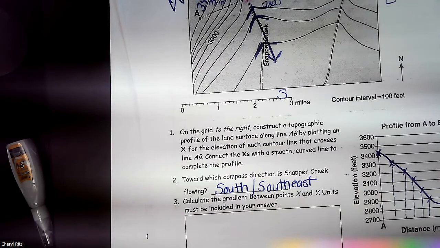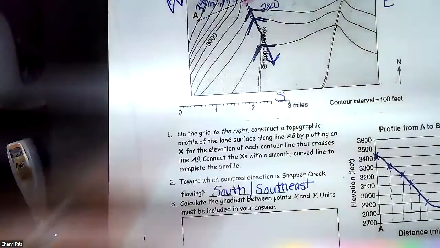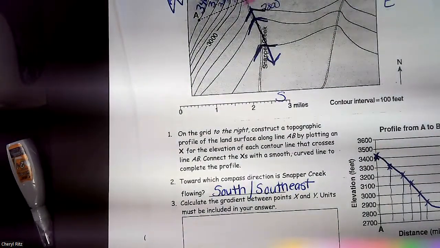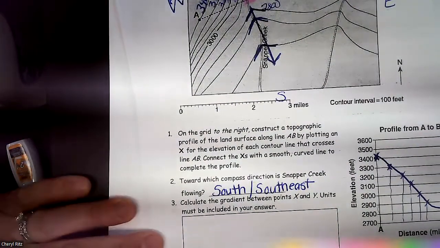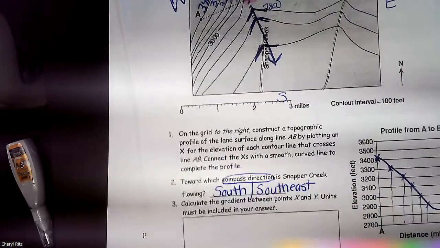No, you can't say it always flows. You have to look at whichever map you're looking at to say which compass direction. And this one specified compass direction, so not just which way, you can't answer it downhill.